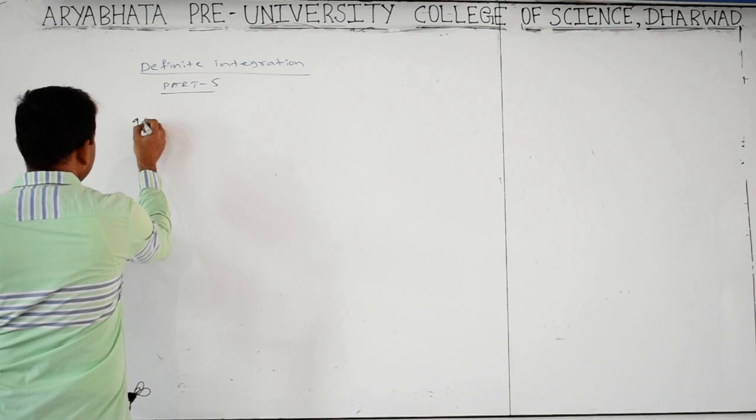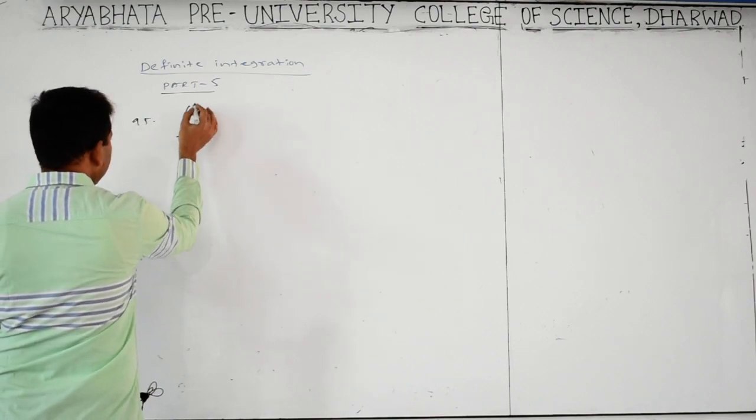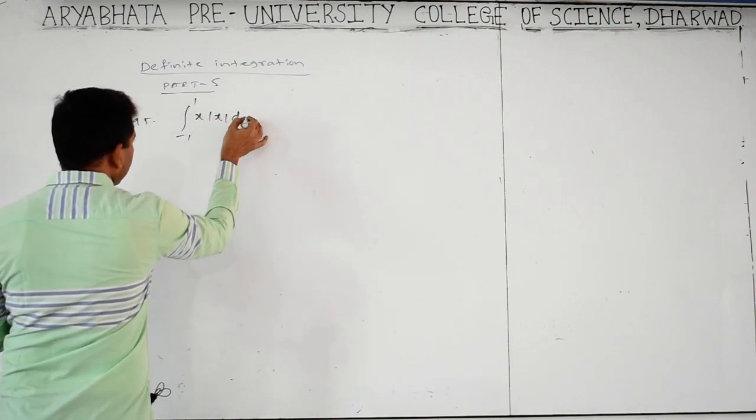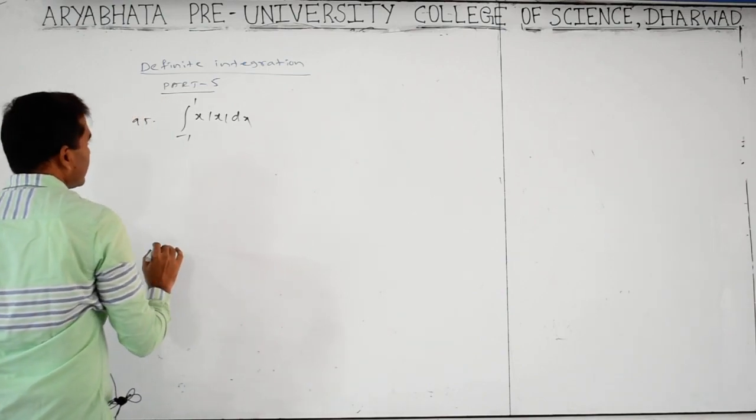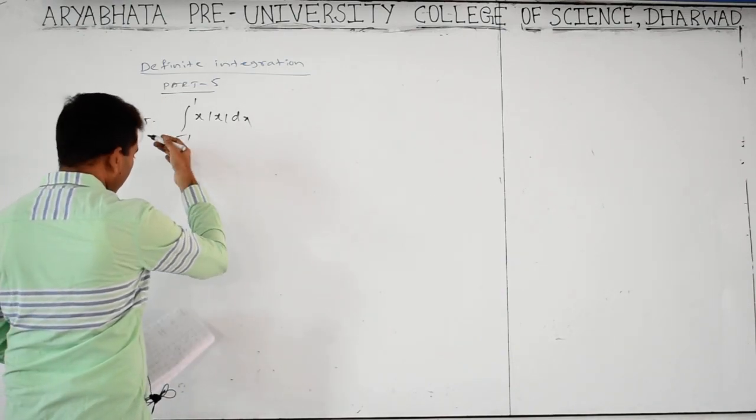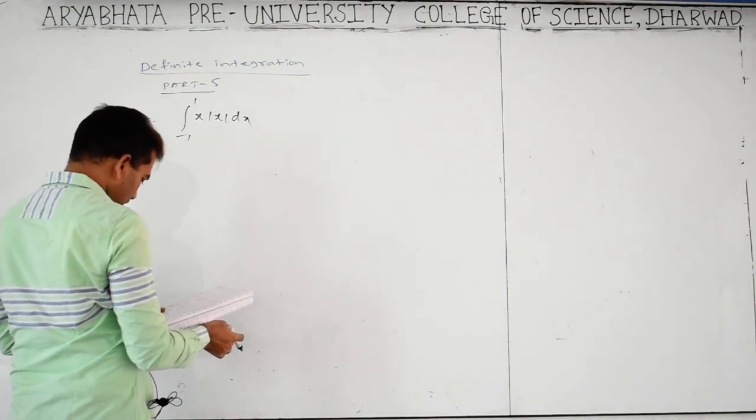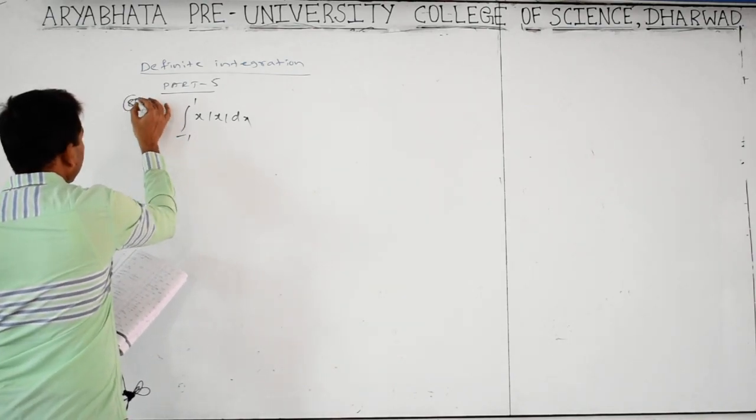Next, question number 95, integration of minus 1 to 1 x mod x dx. This we have already discussed in question 84, model only. You try it yourself.